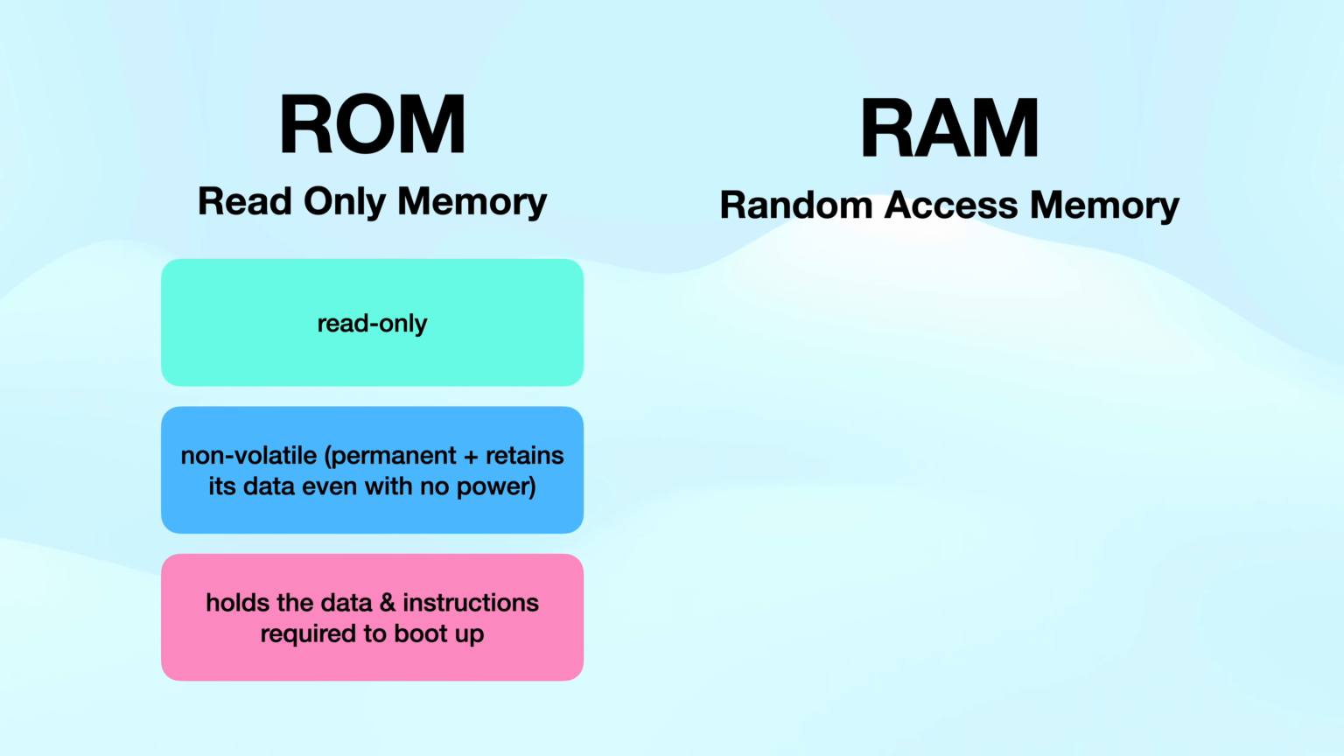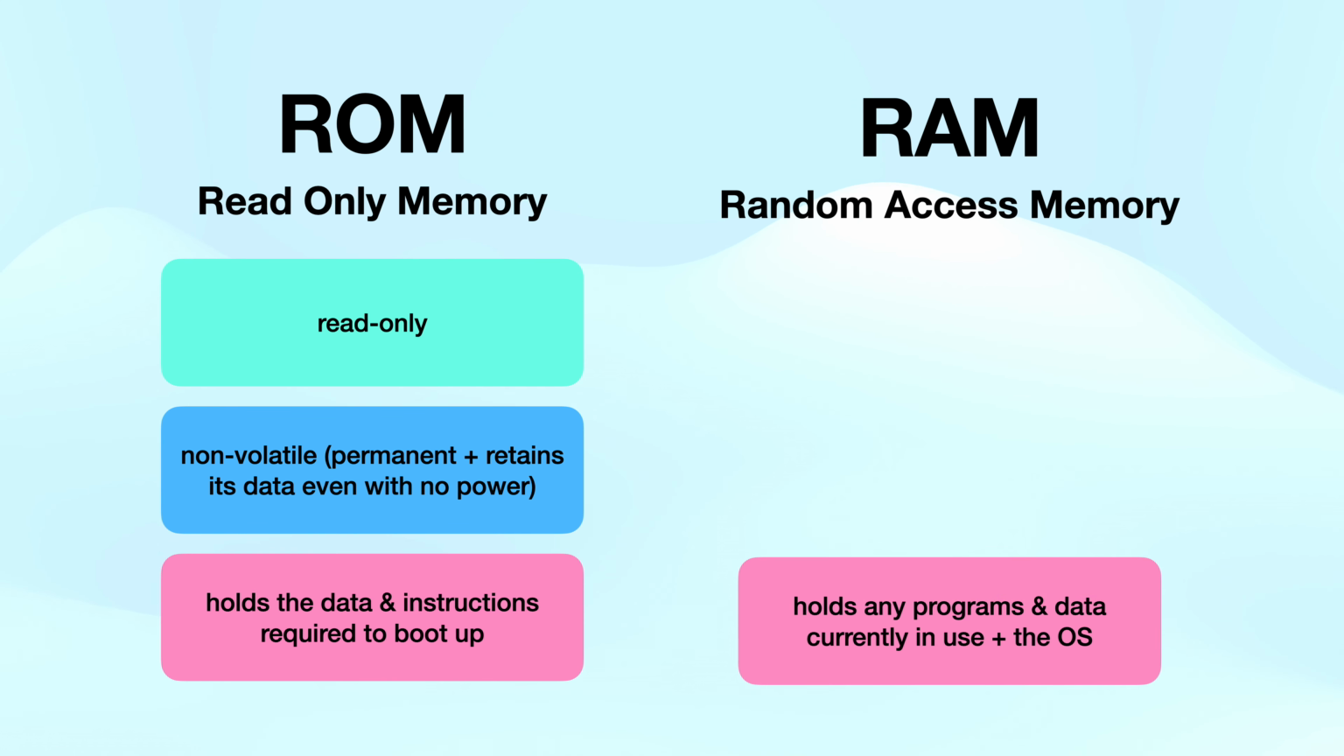RAM is an acronym of Random Access Memory, not to be confused with Daft Punk's Random Access Memories. This is where all data, files, and programs are stored whilst they're being used. This includes anything from the software applications, documents, and even the operating system.